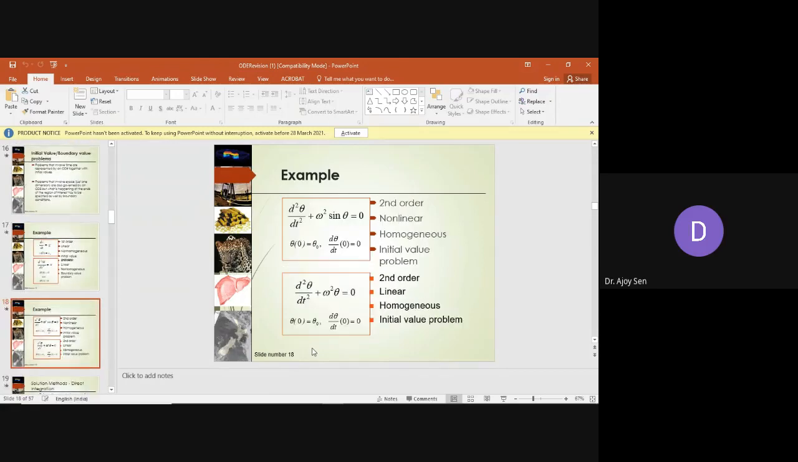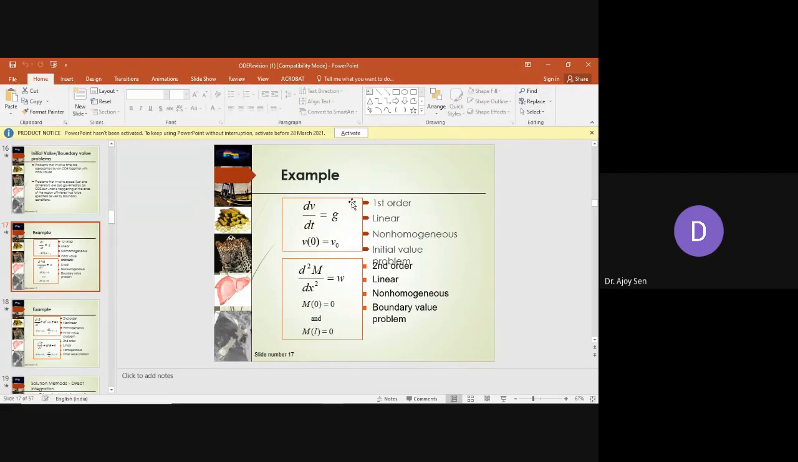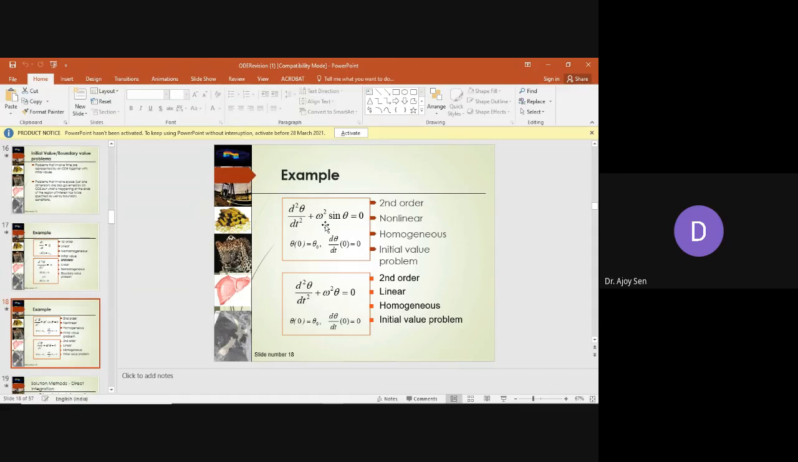So these are the small things. Like initial value problems can be not only first order, they can be of higher order also. This type of problem you see, these are initial value problems of second order. Again, you can check that the value of theta, the dependent variable, is mentioned at 0. That means at the starting point. So this is called an initial value problem.